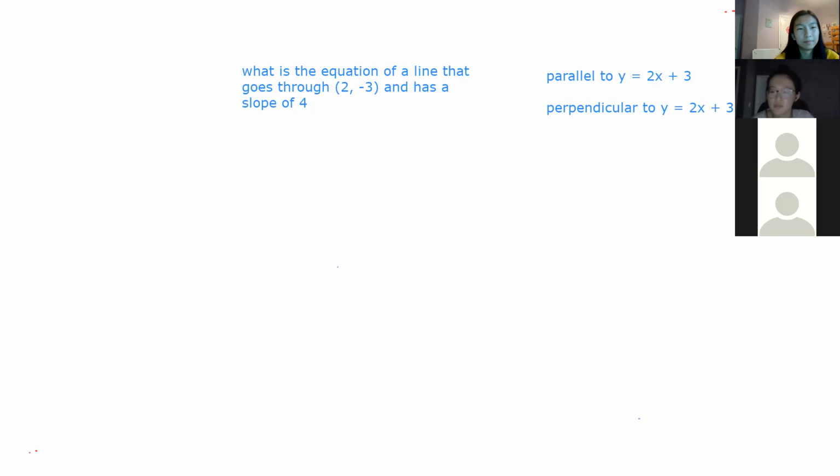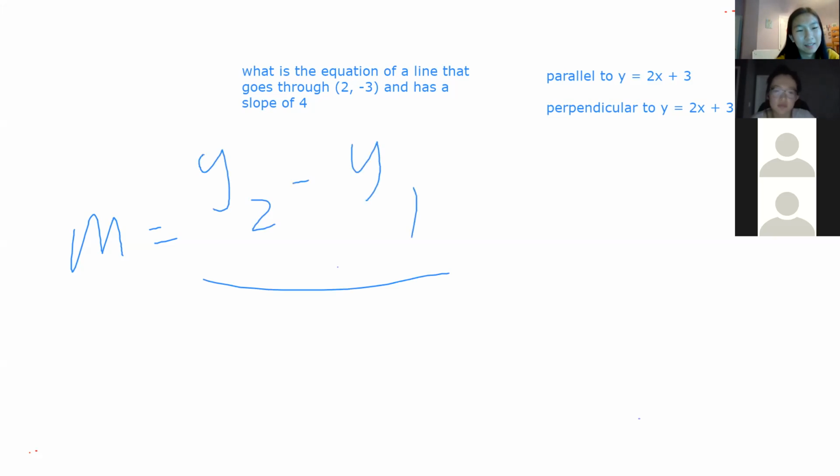Y equals mx plus b. Not slope-intercept form, literally how to calculate slope. M equals what? How do you find it on a graph? I know it's rise over run, but what's the way with y's and x's? Oh, y2 minus y1. Yeah, there you go. y2 minus y1 over x2 minus x1. Yep.